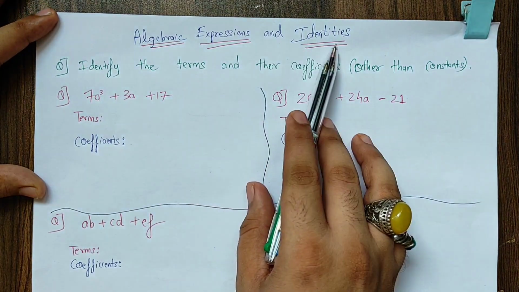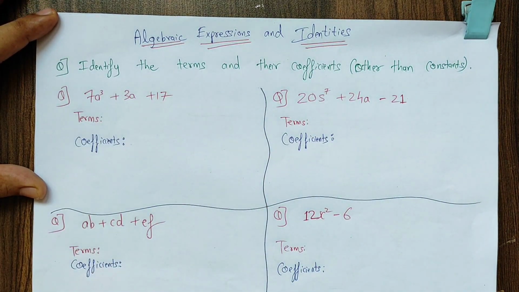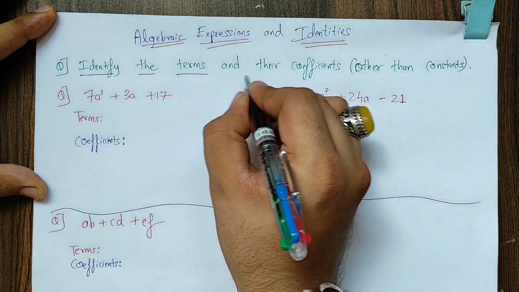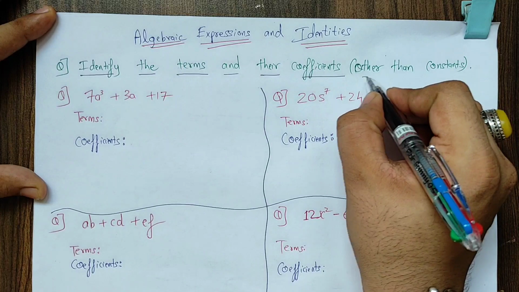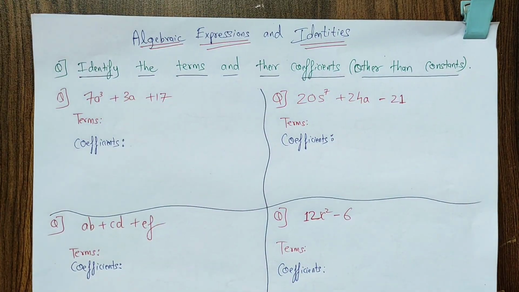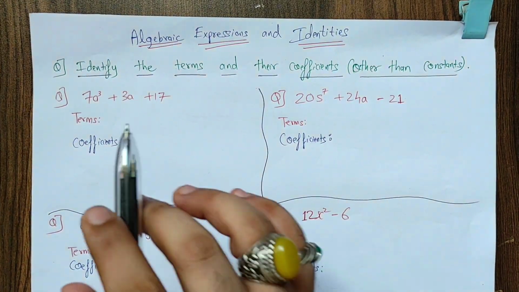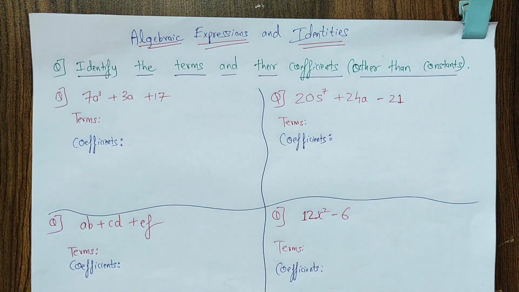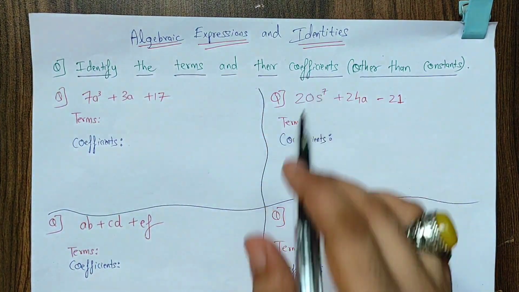Algebraic expressions and identities. Question number 1, please, all eyes over here. Question number 1: identify the terms and their coefficients other than constants. Once again, let's understand the question. Identify the terms. What are terms? Identify them, and their coefficients.